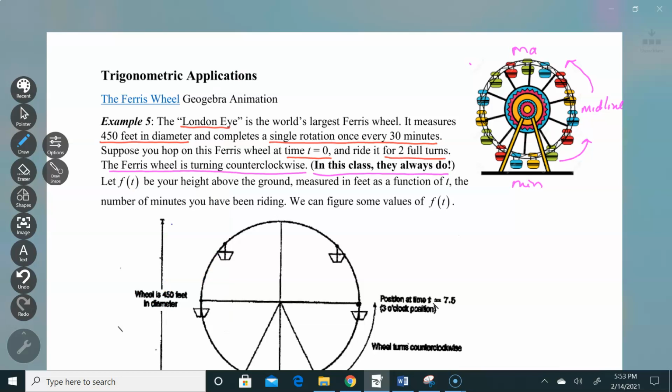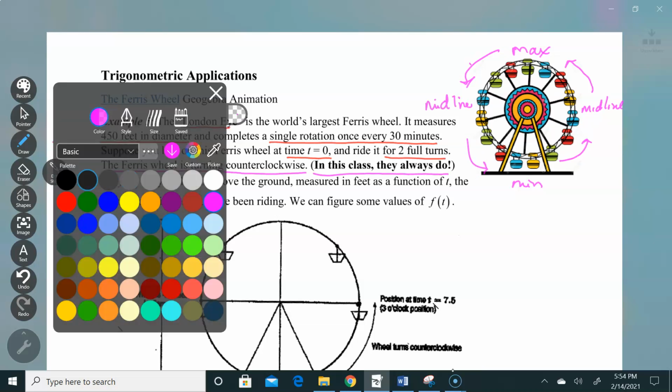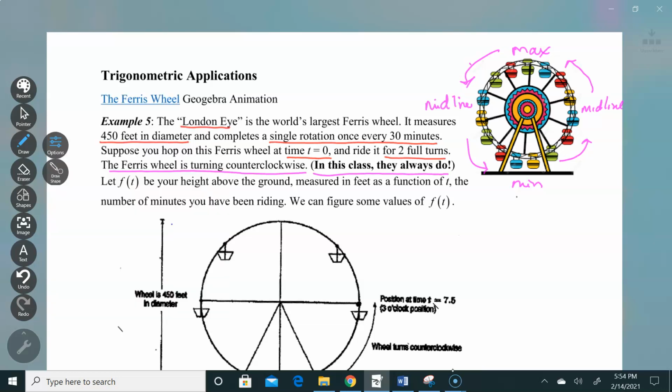Okay, so then you go to the max, you go some more, you get to the midline again, and then you get to the minimum. Let's talk about positions on a clock. When you're at the bottom of the minimum, this is 6 o'clock on a clock. At the max, it's 12 o'clock. When you're in the midline going up, that's the 3 o'clock position. When you're in the midline going down, you're at the 9 o'clock position.